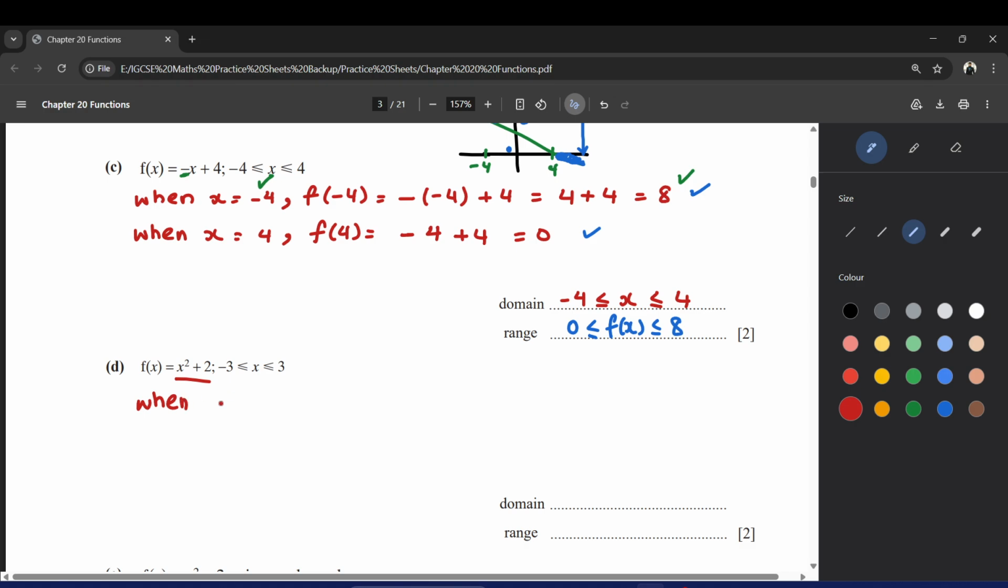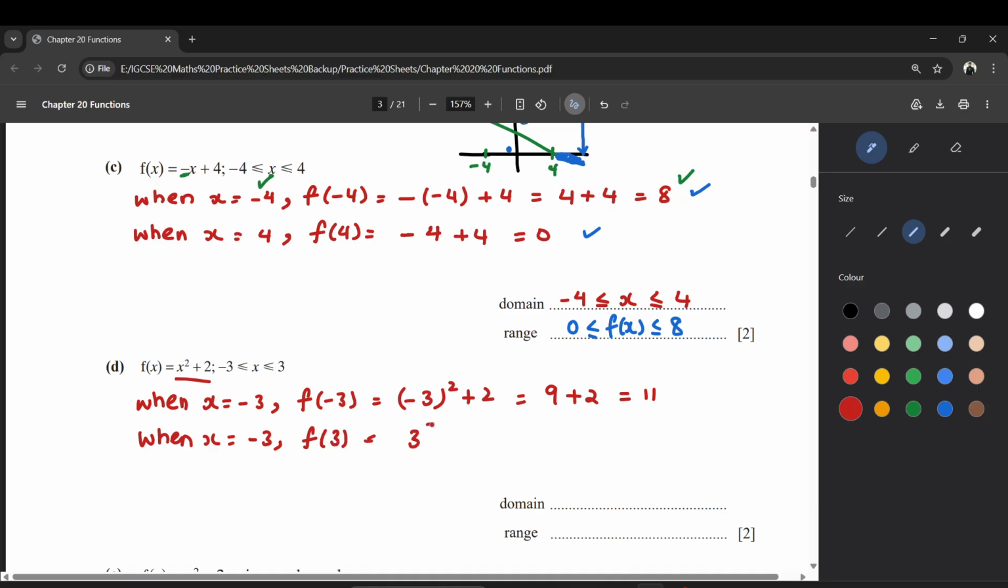the previous questions. So when x is equal to minus 3, f of minus 3 is minus 3 whole squared plus 2. That would be 9 plus 2, and that would be 11. When x is equal to 3, f of 3 is 3 squared plus 2. That gives us 9 plus 2, which is equal to 11. Now you see you're getting a fixed value. This is not a range, this is just one single value.